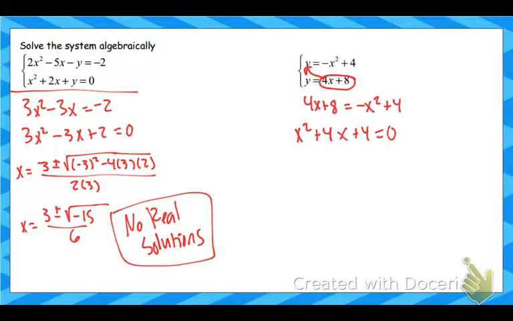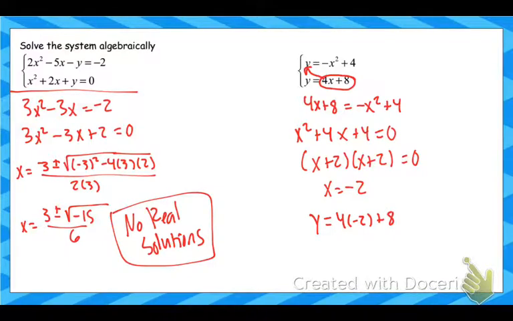So I'm looking at what multiplies to 4 and adds to 4, which would be 2 and 2. So I get that x equals negative 2. Once I know what x equals, I can go ahead and plug it in. So negative 8 plus 8 would be 0. So the intersection of these two graphs, there's only one place. It would be at negative 2, 0.